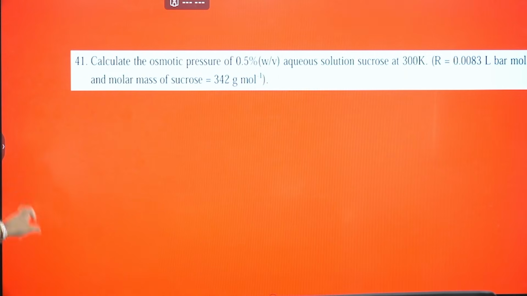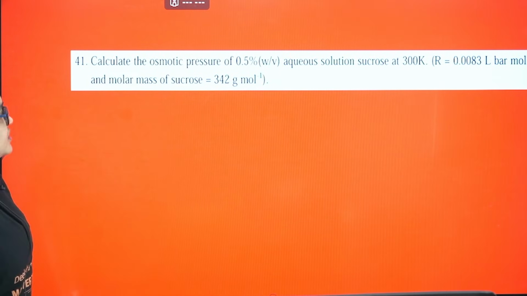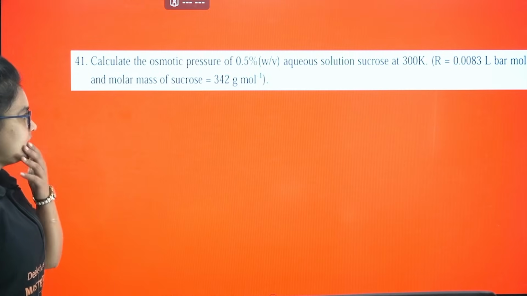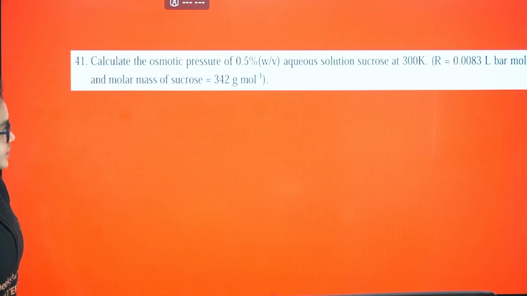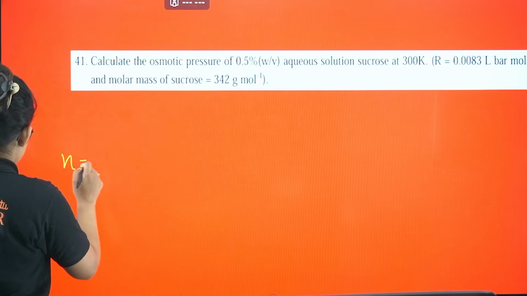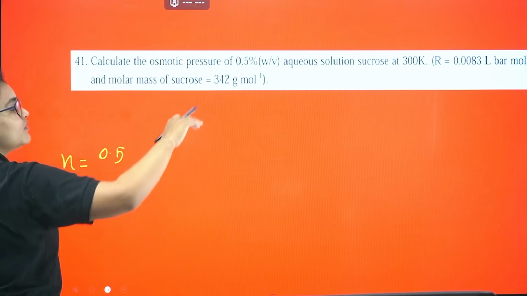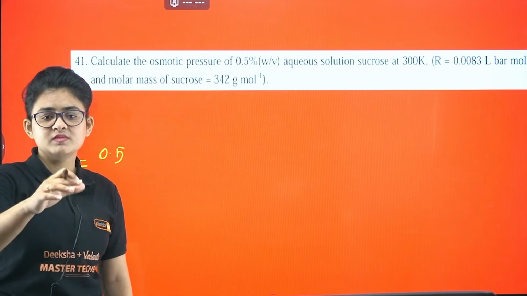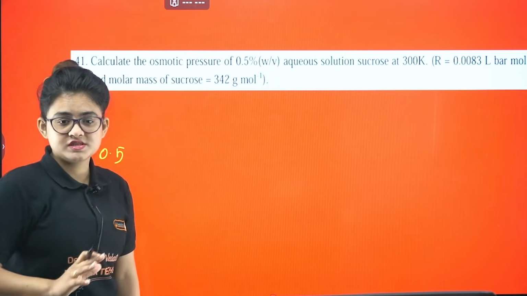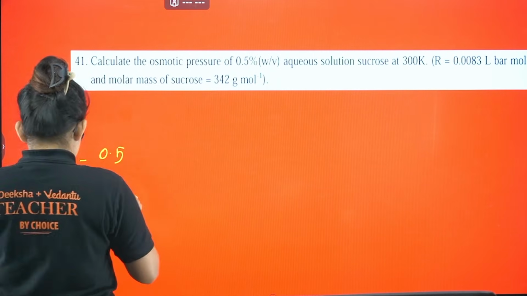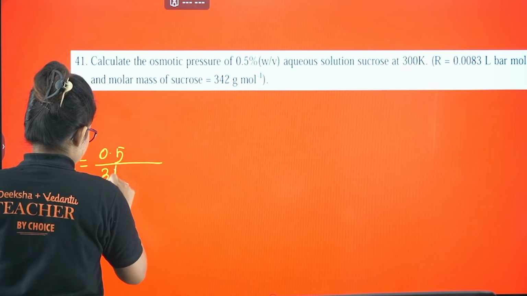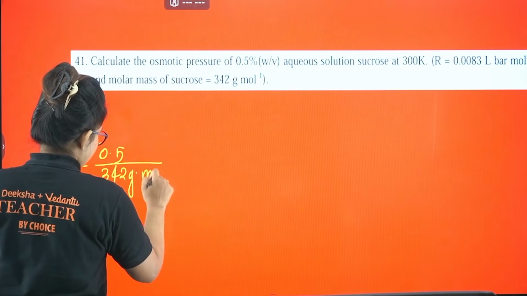Let's proceed further. Here you can see, calculate the osmotic pressure of 0.5% weight by volume aqueous solution of sucrose at 300 Kelvin, and R value is given, molecular weight of sucrose is also given. So first we will calculate the number of moles. Number of moles is basically 0.5. See, 0.5% weight by volume, by default it is saying 0.5 gram of sucrose is present, right. So 0.5 divided by 342 gram per mole.